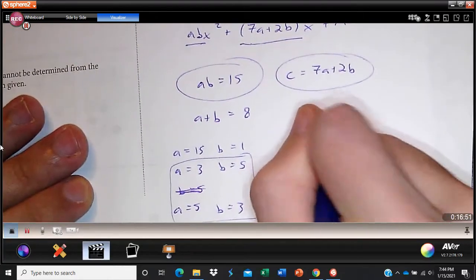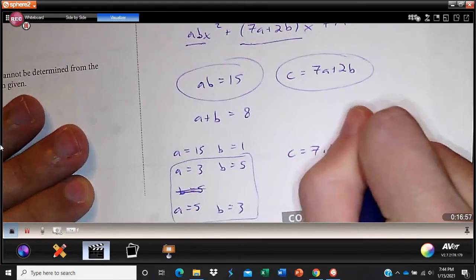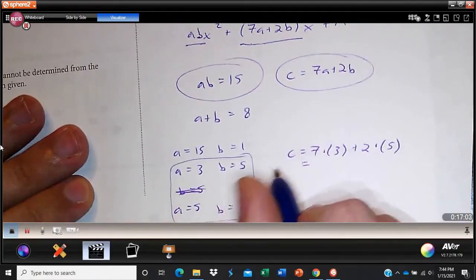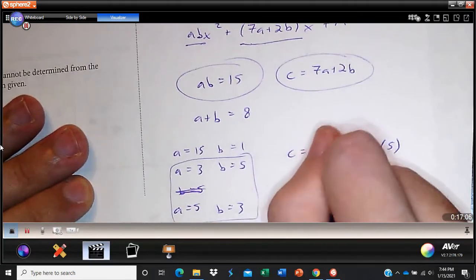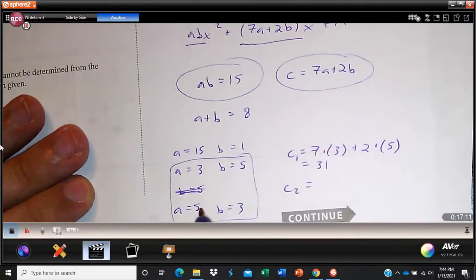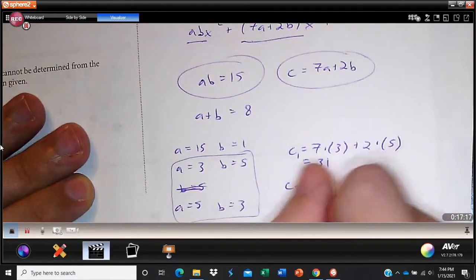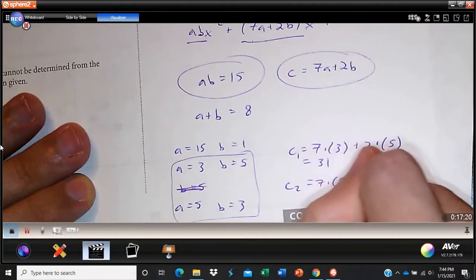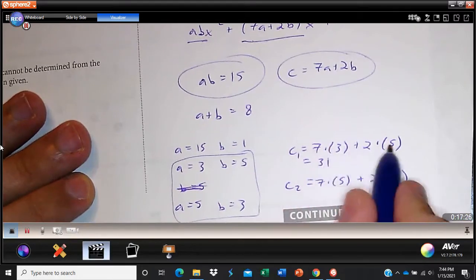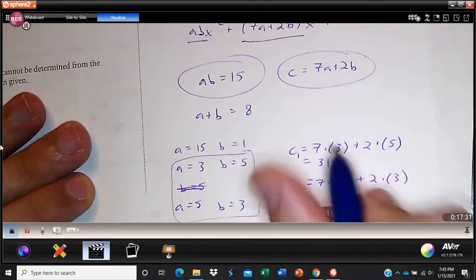So for c, let's take the first possibility first. 7 times a, which is 3 in this case, plus 2 times b, which is 5 in this case, and then we can just do that arithmetically. That's pretty easy. So that's 21 plus 10, so that's 31. And then I'm going to call that c1. That's our first value. c2, which will be where the values are reversed, we're going to have 7 times 5 plus 2 times b, which is 3 in this case. So you can see the a and b are flipped. And then 7 times 5 is 35, plus 6 is going to give me 41.